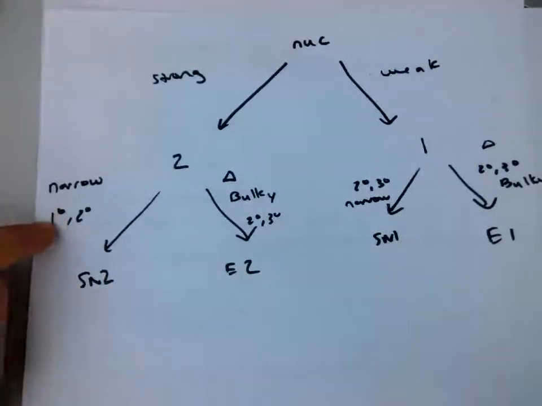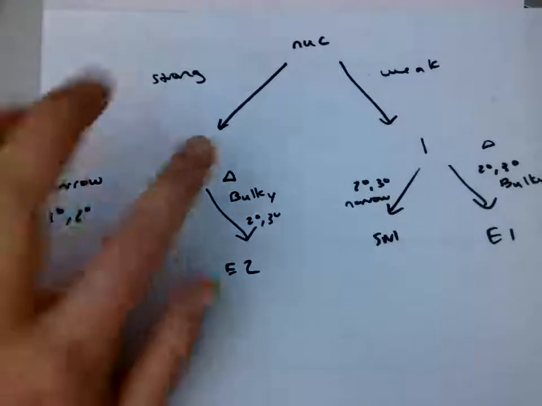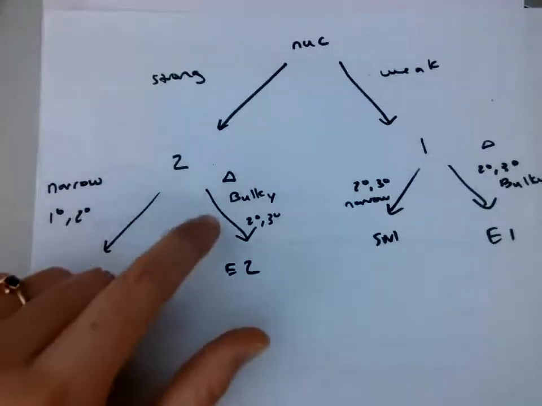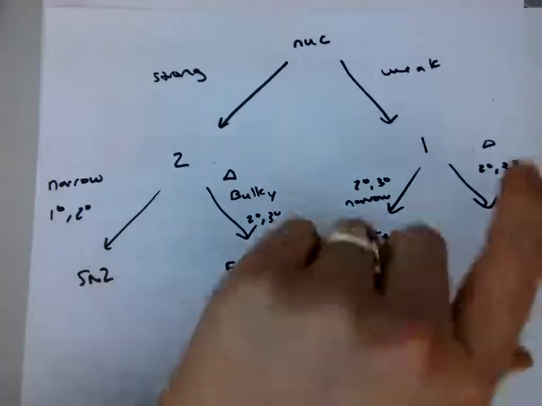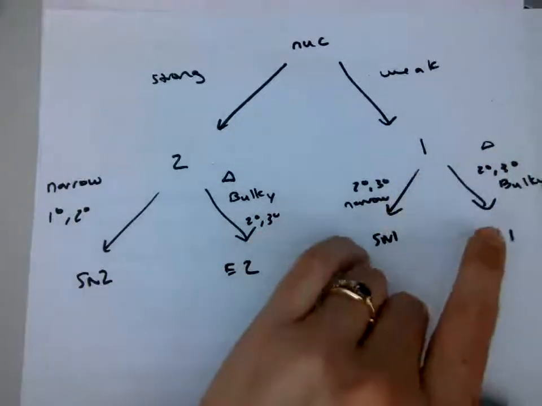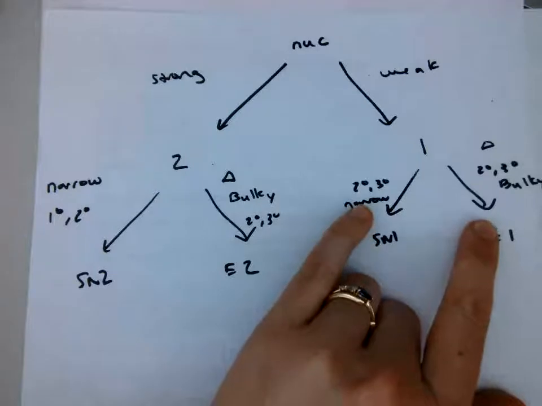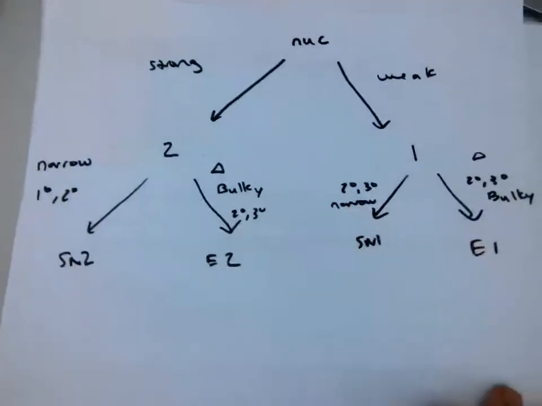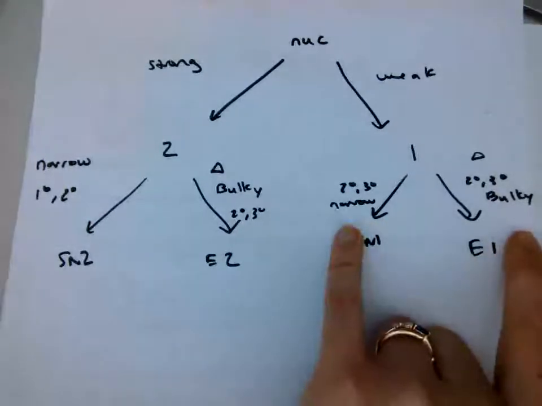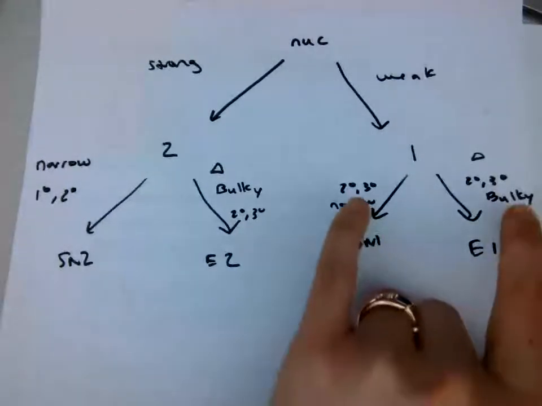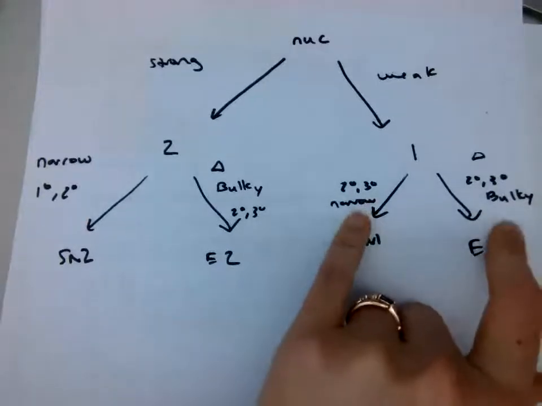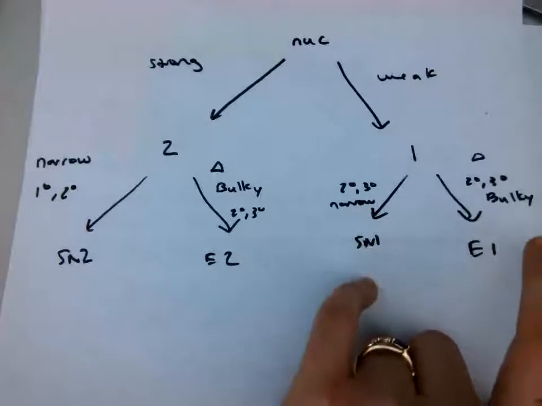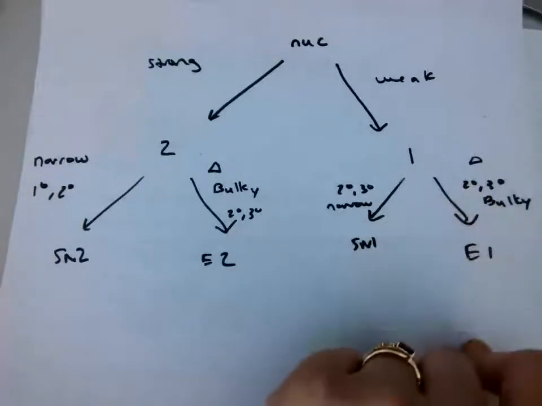If it's narrow, primary or secondary, it'll go for SN2 if you have a strong nucleophile. If it's got heat, if it's bulky, or secondary or tertiary, it's going to go for E2. Now for the 1s, that's harder because the first step for both of these is a carbocation. You've got to look out for rearrangement. And then if it's narrow, it'll go for the SN1. If it's got heat or bulky, it'll go for the E1.